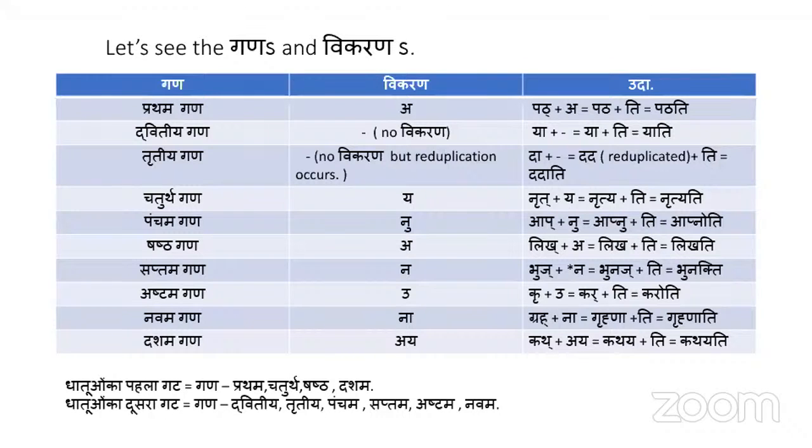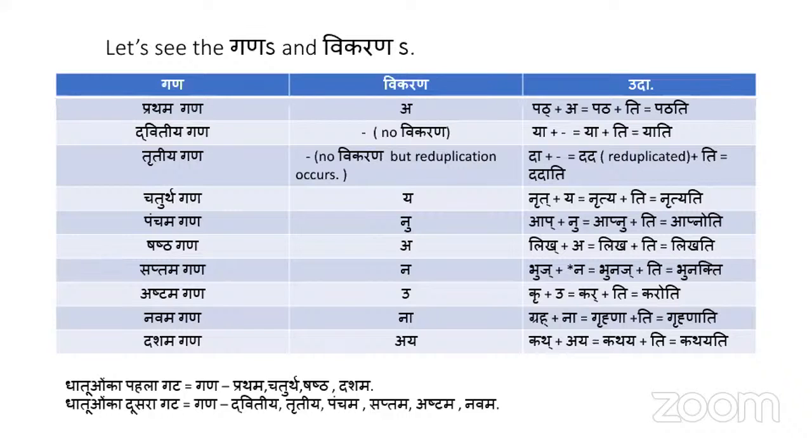Next is shashthagan. See the vikaran for shashthagan is a. See the example likh. Likh means to write, you know very well. So likh, kh halanta is there plus a, vikaran a. So the anga becomes likha, kha complete, and after adding ti we get likhati. Next is saptam gan. For saptam gan, the vikaran is na.